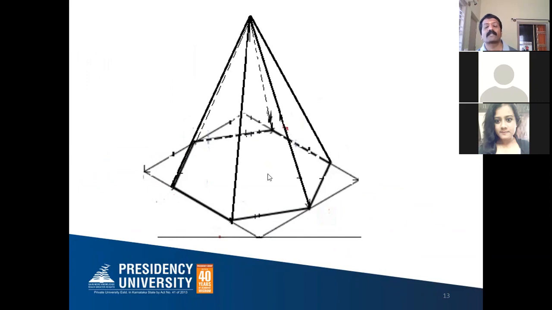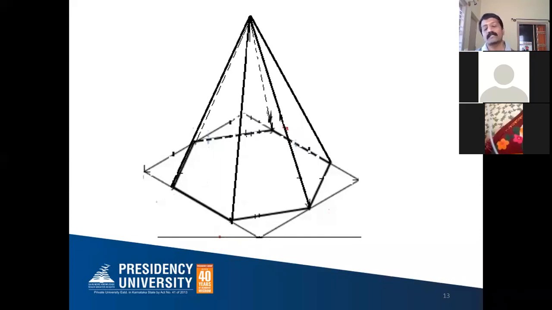You cannot see the other two base edges, so you put them in terms of hidden edges or dotted edges. The slant edges from here to here, you can see, and from here to here. You can see only these two. The two slant edges behind, from here to here and here to here, that you cannot see, you mark as hidden edges.